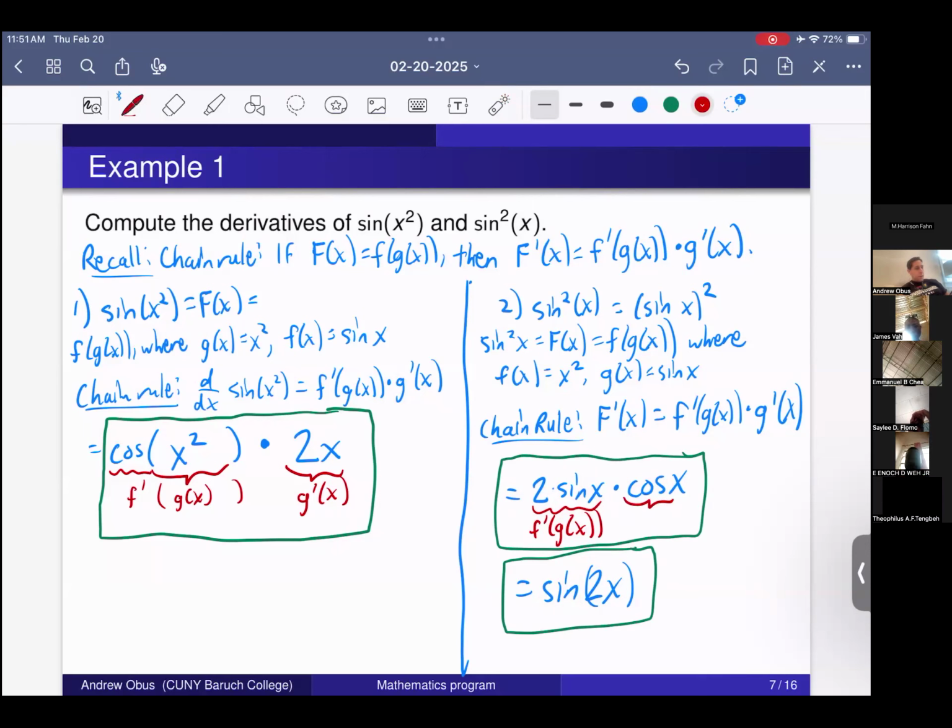Yes, Enoch? Can we use the formula, or the first principle, to also find the derivative of sine x squared and sine square x as well? I mean, you could try to use the actual definition of the derivative, but the limit is going to be very hard to evaluate. So I don't think it's going to be easy to just do that limit and figure it out. In theory you can, but I don't know how to evaluate that limit.